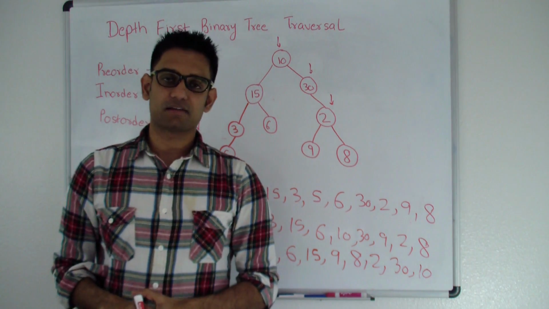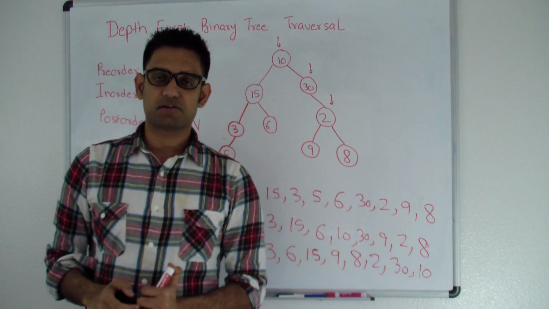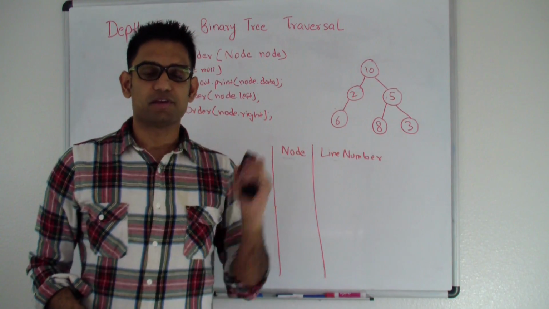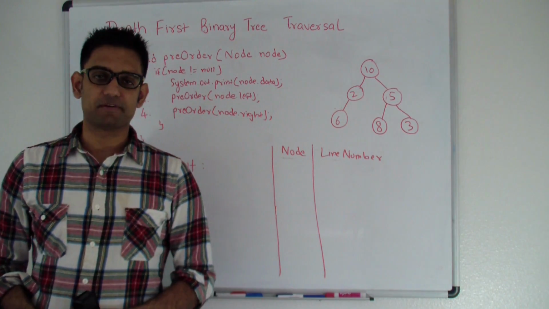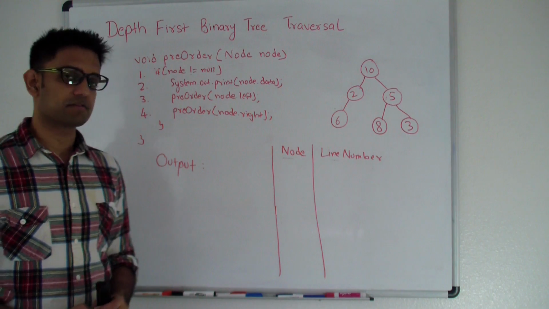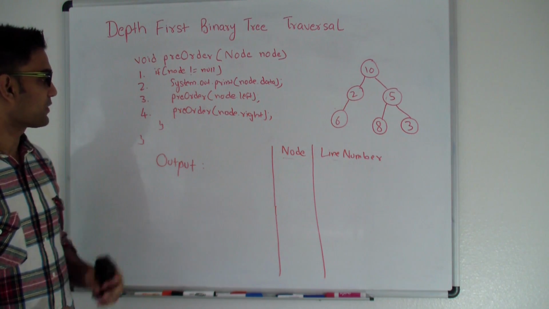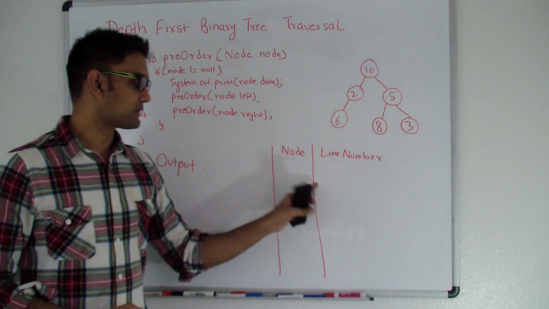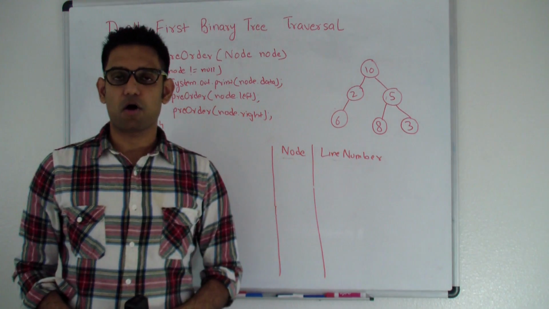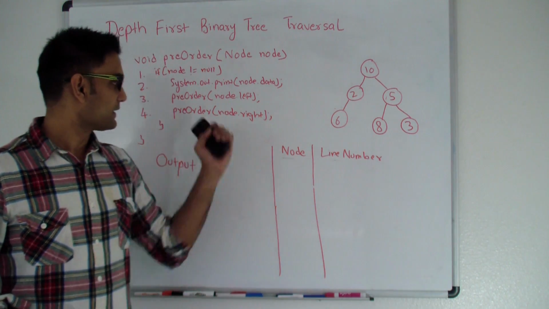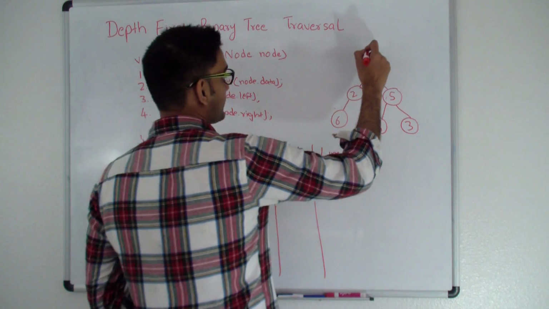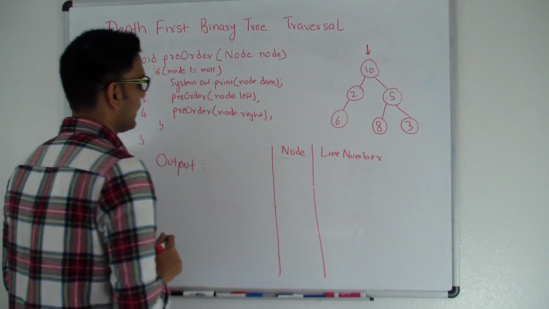Next, we will look at the code for all the three traversals. So here I have a code written for preorder traversal. As you can see, this is a recursive code. Also, I have a line number in front of the lines. I'm going to simulate the call stack on the JVM, and let's see how this code works. So we start from root node, which is 10.